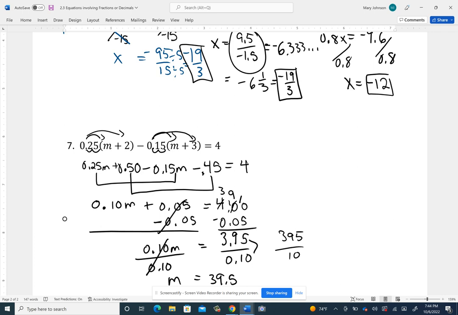Okay? So clear fractions, learn to do it, try it, see if you don't think it speeds things up a little bit. With decimals, probably easier to not clear and just go ahead and work that out. Okay?